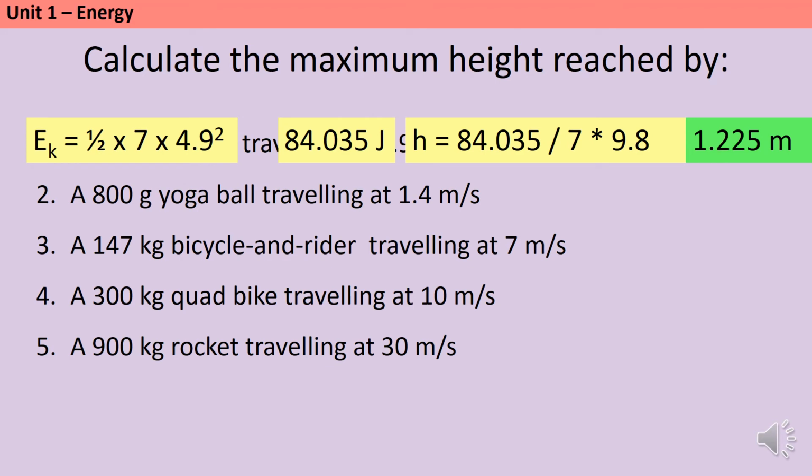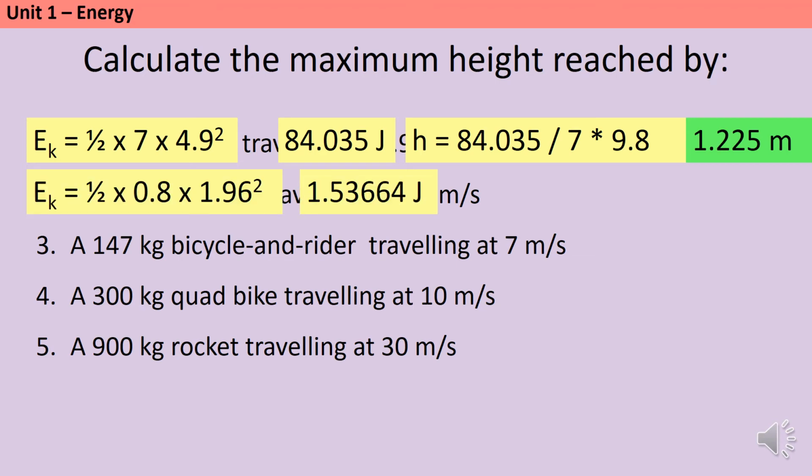So if we now go through the rest of these, the second question does have a little trick in it, in that the mass is not given in kilograms, it's given in grams. So hopefully you realised that and you were able to adjust before you did the calculation. So the kinetic energy for the yoga ball is going to be 1.53664 joules. And then again, if we say that the amount of kinetic energy is going to be the same as the amount of gravitational potential energy, and then rearrange the formula for GPE to make height the subject, then we get a height of 0.196 meters.